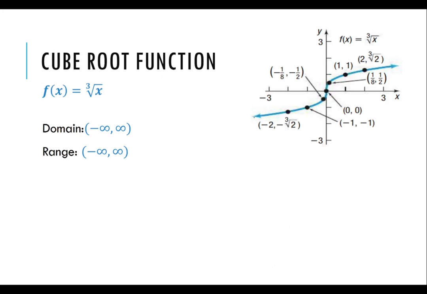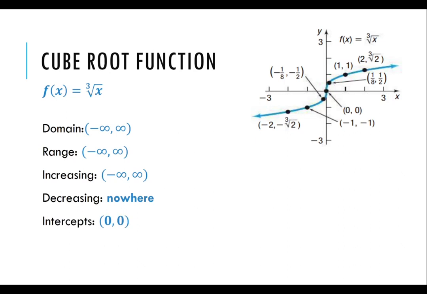Then where is this function increasing? Notice that as we start on the function, we are always rising as we move from left to right, so this function is increasing from negative infinity to positive infinity. Then, because it's increasing everywhere, it's decreasing nowhere. For the intercepts, we just have the origin (0, 0). And then we need to discuss symmetry, but this does not have y-axis symmetry, so it's not even. But if you rotate this graph 180 degrees, notice that you will have the exact same graph that you started with, so thus origin symmetry for a function implies that it's odd.